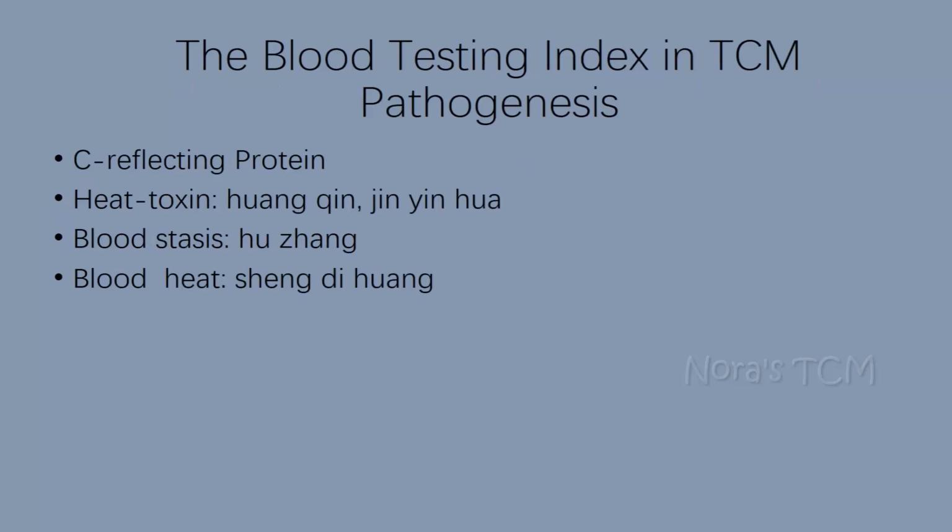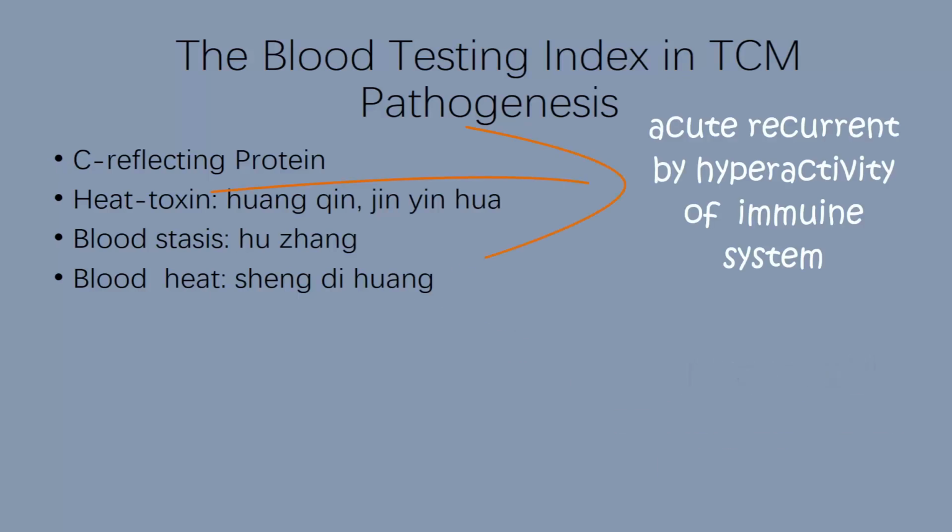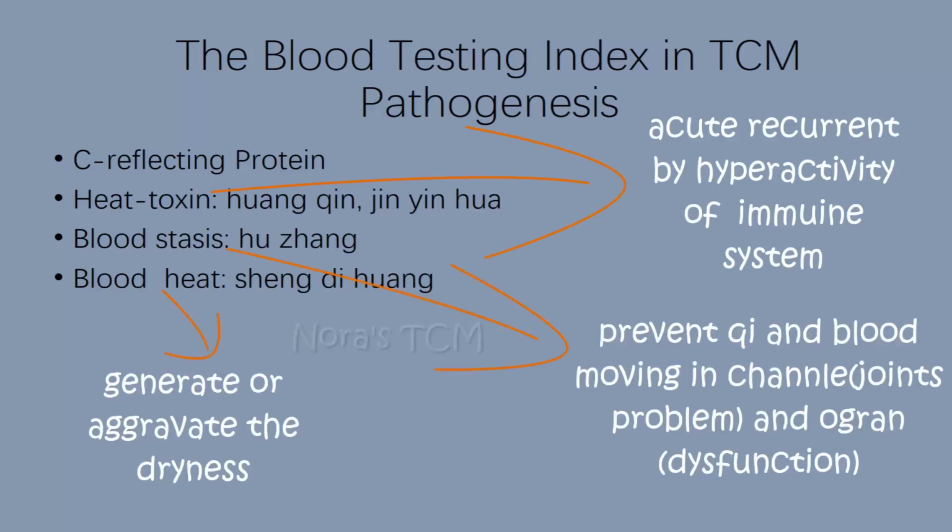Another problem we have to discuss in the treatment of Sjogren syndrome is the blood testing index. We know Sjogren syndrome is an immune system disease, so patients will do a lot of blood testing to confirm the diagnosis and also observe the development of the disease. One of the blood tests for immune active factors is C-reactive protein. In TCM pathogenesis, we believe C-reactive protein, the index, belongs to heat toxin, blood stasis, or blood heat.